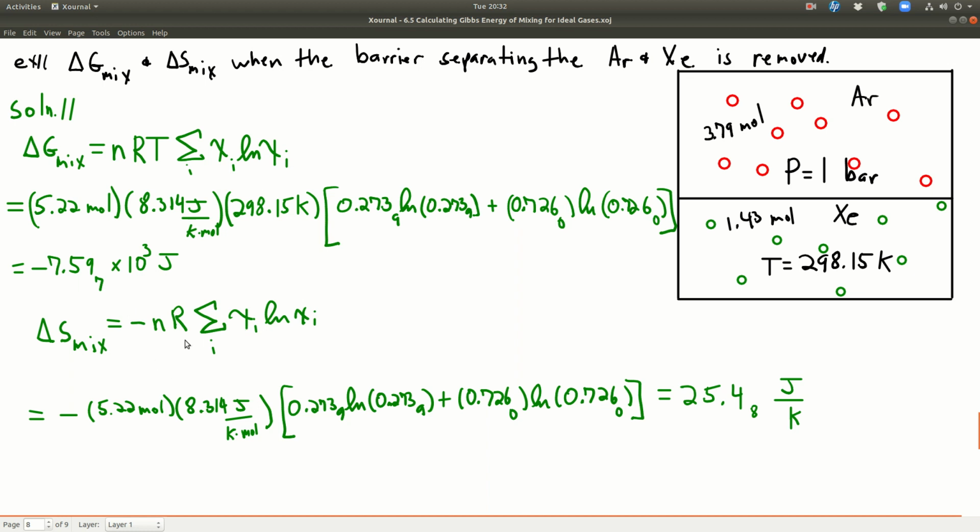For delta S of mixing, it's similar, no T in front basically. Negative N, same N, R, same mole fractions. I got 25.48 joules per Kelvin. Okay, positive. Of course, that makes sense. Delta S of mixing is going to be positive, right?